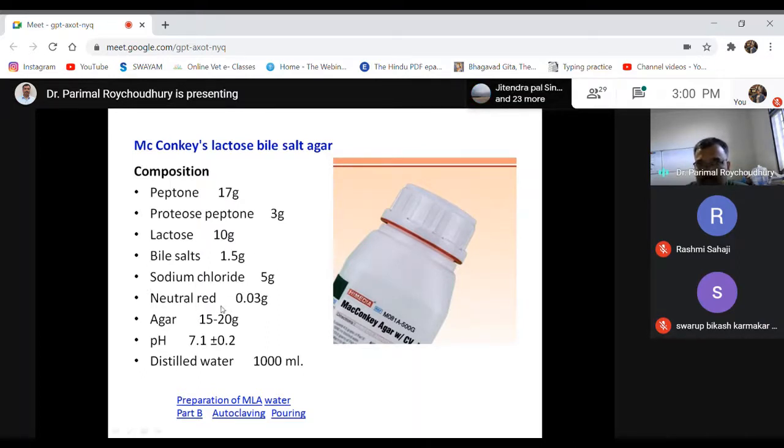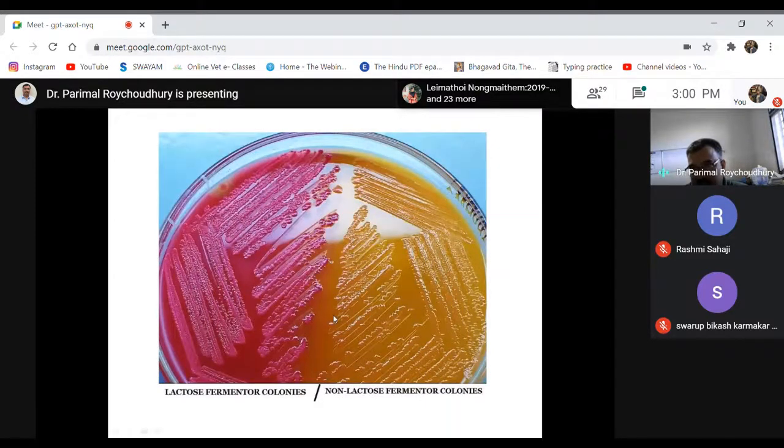So it can differentiate lactose fermenting and non-fermenting bacteria. Lactose fermenting bacteria produce intense red colonies, whereas lactose non-fermenting bacteria produce pale colonies. Let us see the process here. This is McConkey's lactose agar. On one half of the agar, lactose fermenting bacteria were inoculated, and on the other half, non-fermenting bacteria. Now you can see the difference.